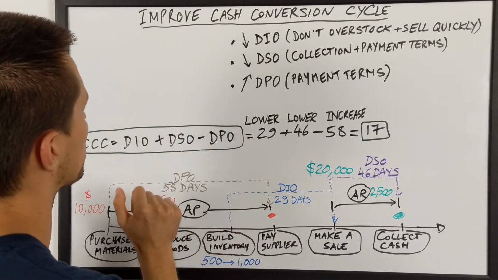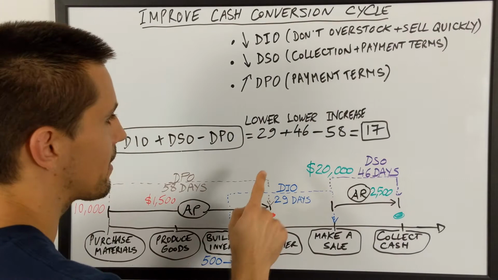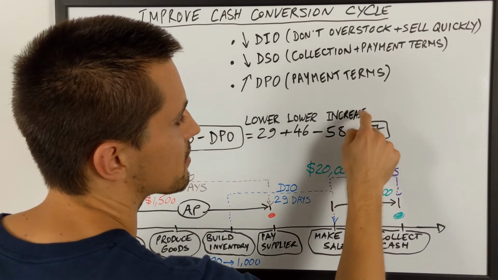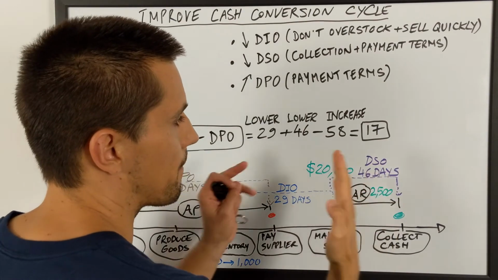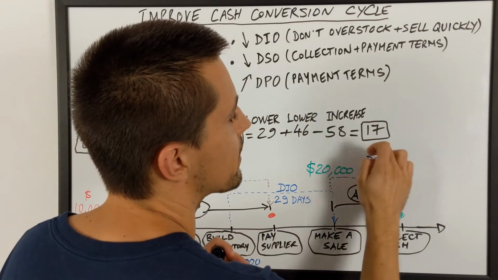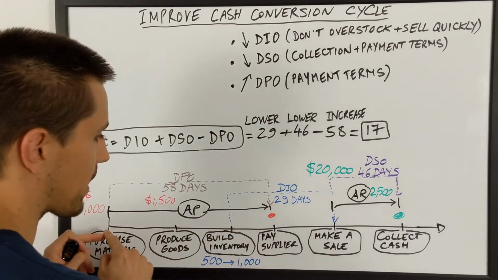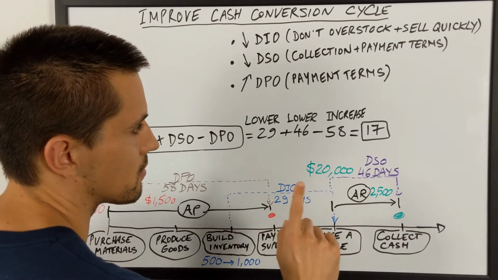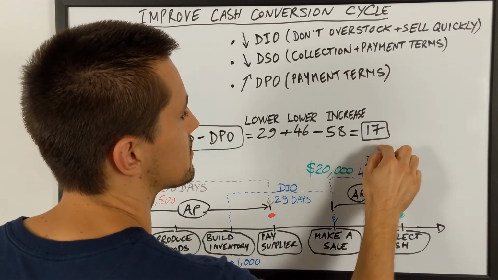Let's go back to the formula here, first of all. Let's do a little bit of math. The goal here, obviously, is to have a low cash conversion cycle, because the bigger the number here is, the more days you have to fund to be able to realize all that. So don't forget that.